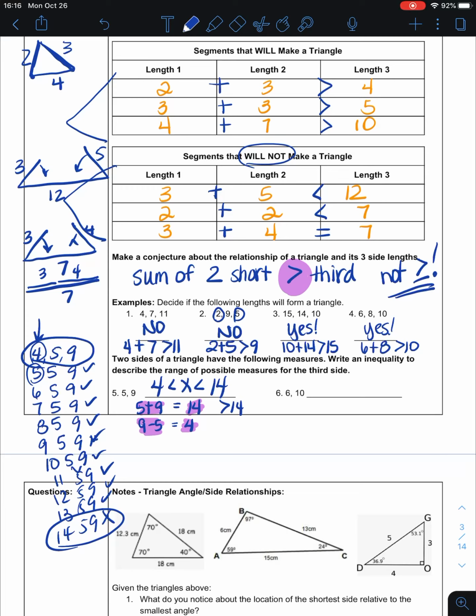Okay, and so then that's your interval. So the length of board that I would have to buy would have to be between 4 feet and 14 feet. Any shorter or any longer would not create a triangle.